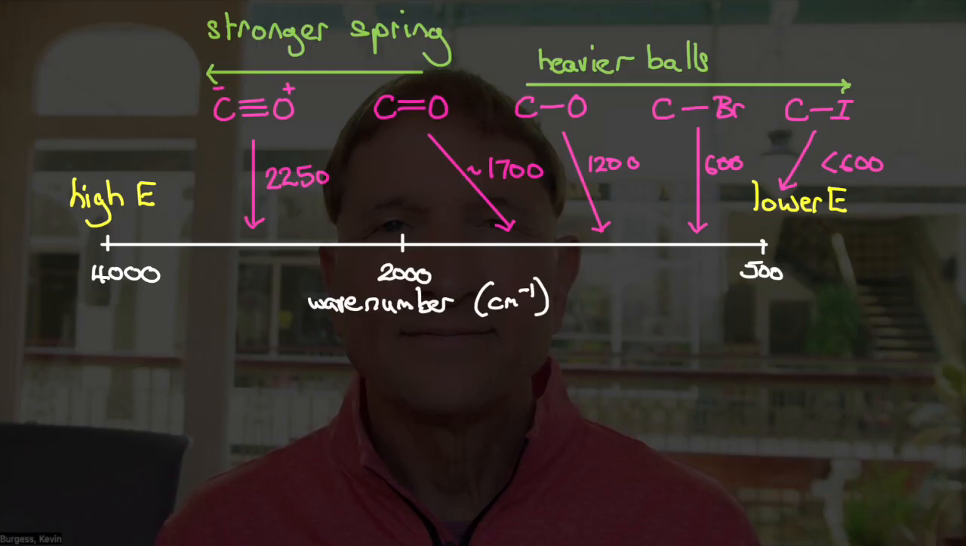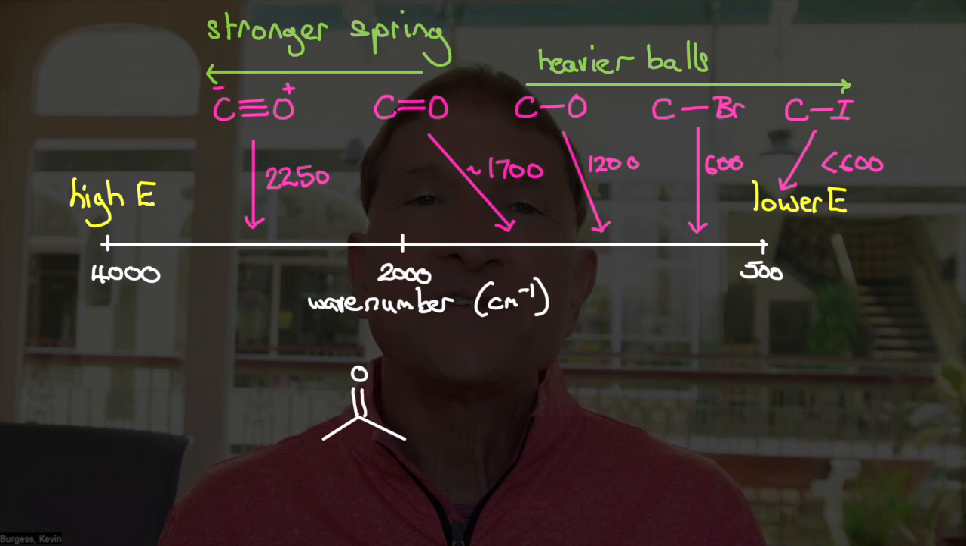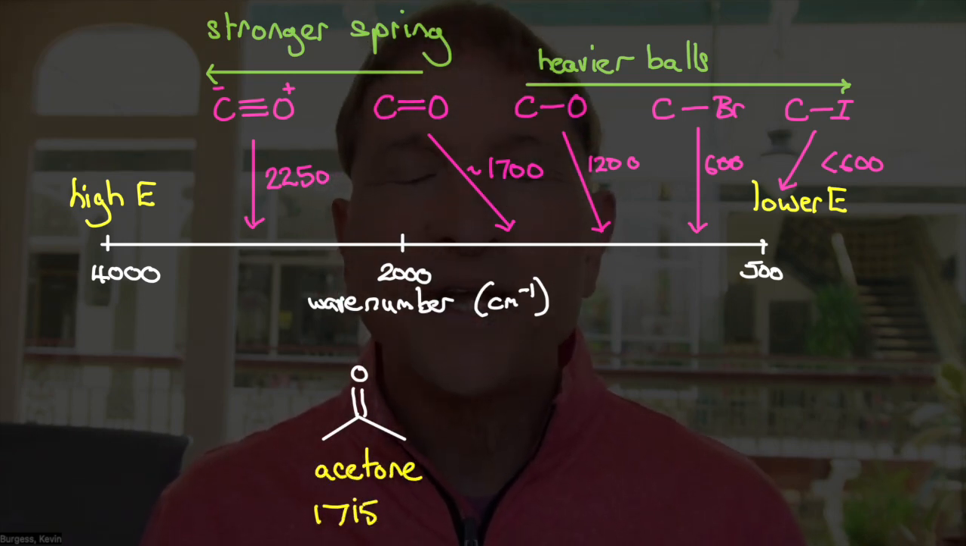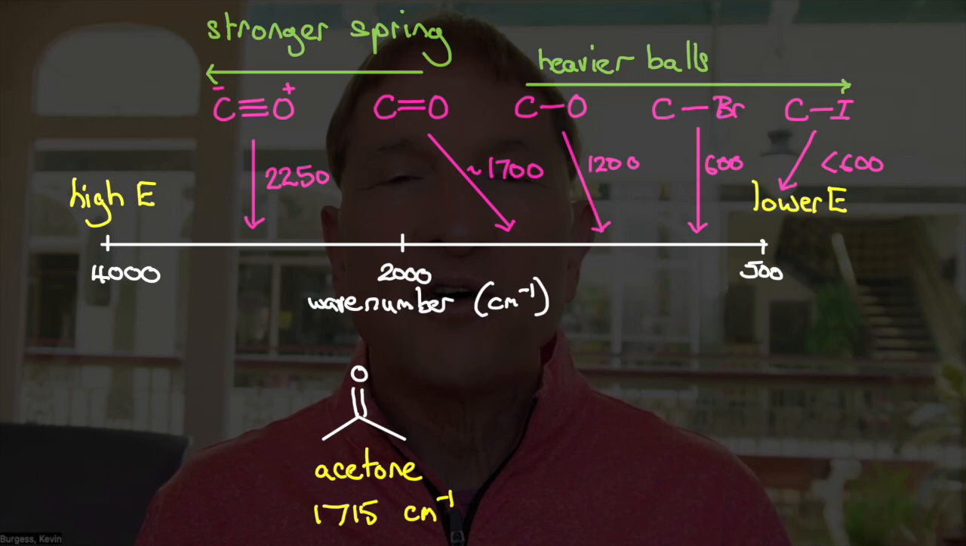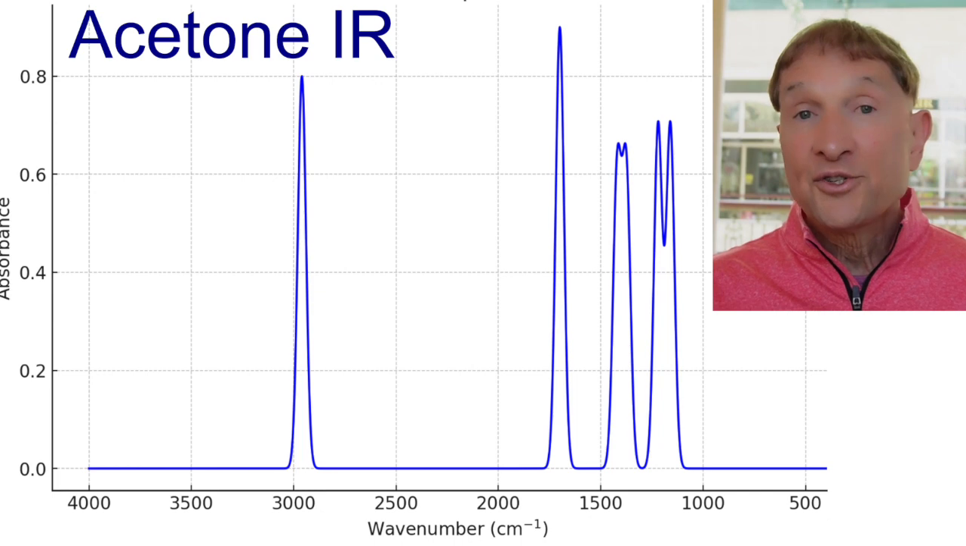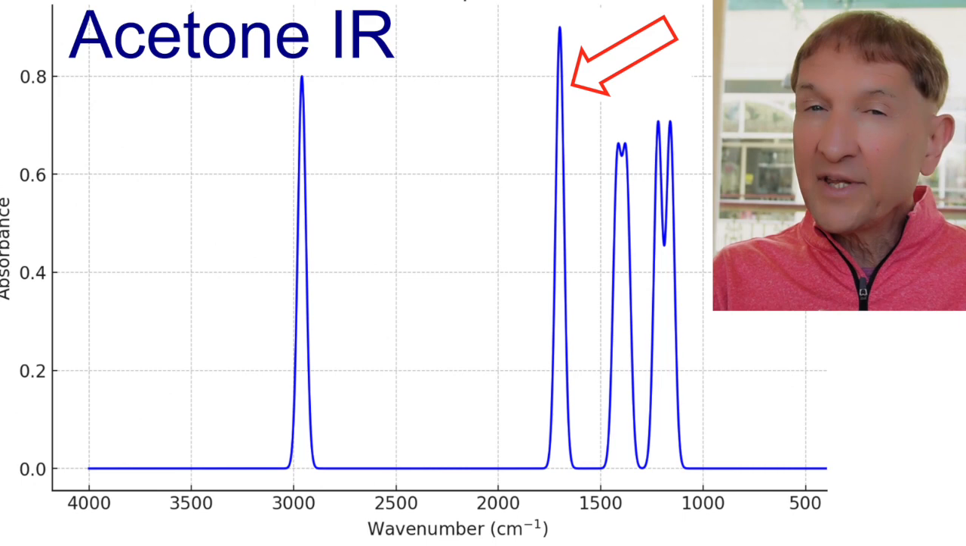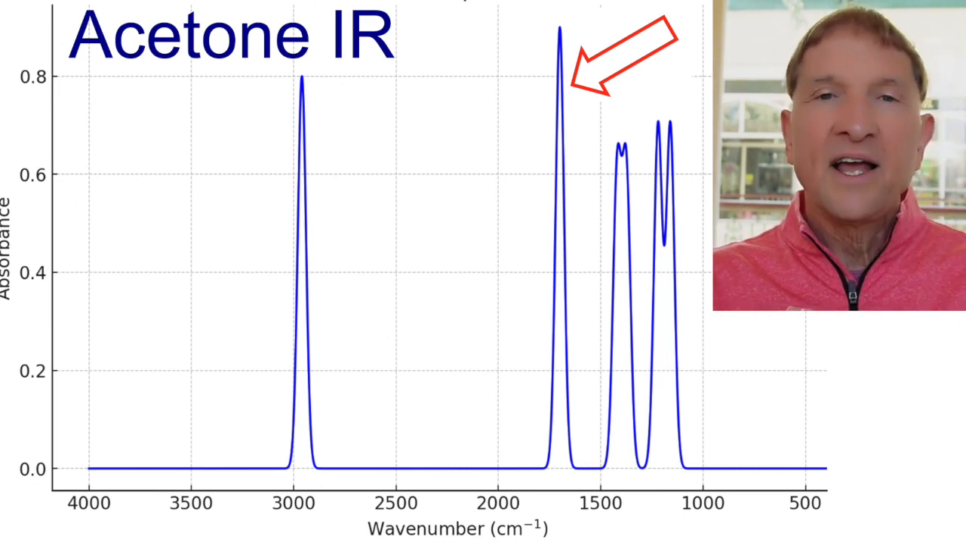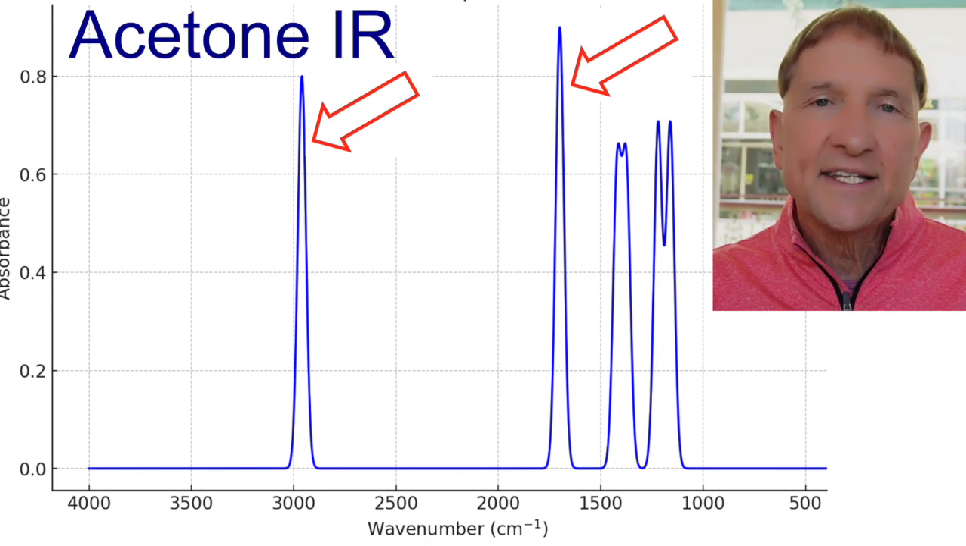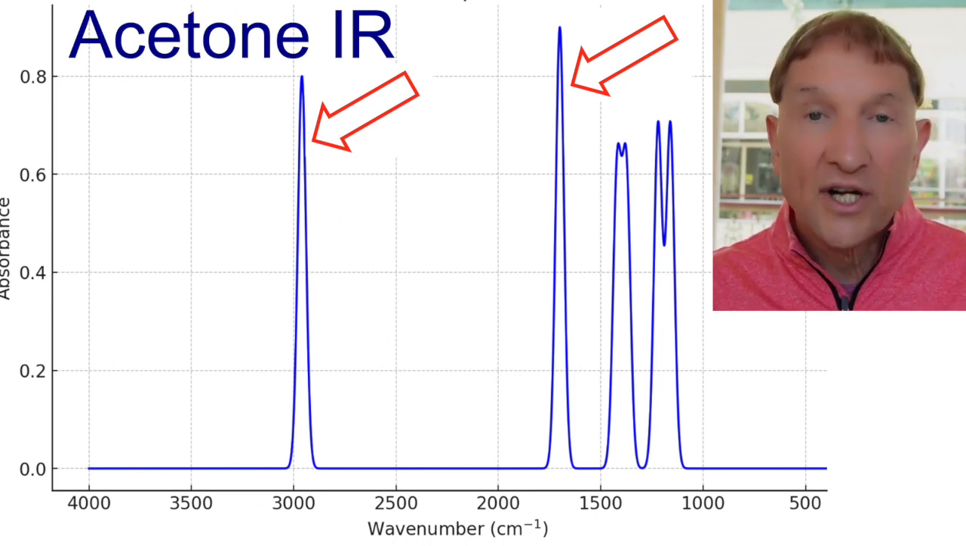It's good to remember a few numbers as mental anchors and then deduce approximate wave numbers for other stretches relative to these. One that I remember is 1715 cm^-1 for the C=O stretch of acetone, nail polish remover. Two dominant peaks in the spectrum of acetone are 1715 for the carbonyl and around about 2990 for the C-H stretches.